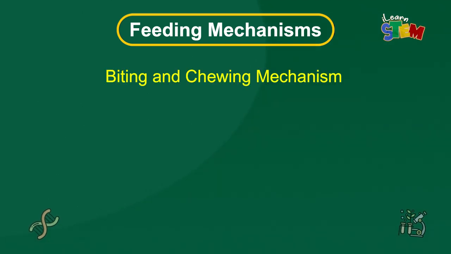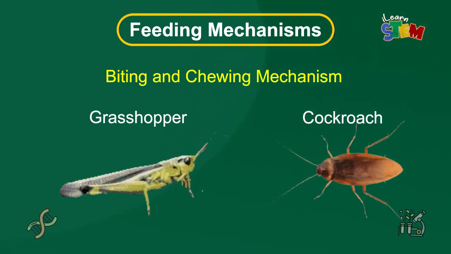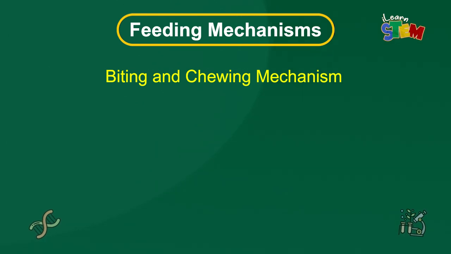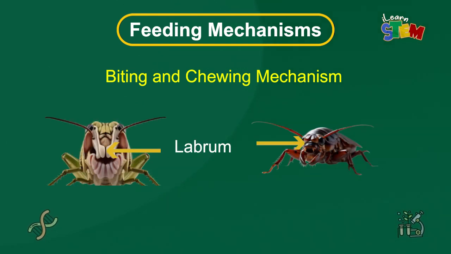Next is the biting and chewing mechanism. This method is adopted by insects such as grasshopper and cockroach. They have 4 mouth parts which are modified and adapted for biting and chewing. These mouth parts are: first is the labrum. It is a projecting upper part of the mouth which prevents food from falling off the mouth while chewing.